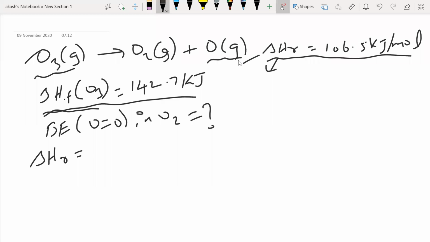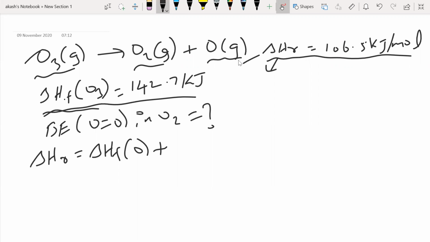So how will I write it now? I have enthalpy of formation of oxygen atom gas as product, plus what about O2? What is the enthalpy of formation of O2 gas? 2 times delta HF of O2 is 0, right? Why is it 0? It's in the stable form already, sir.